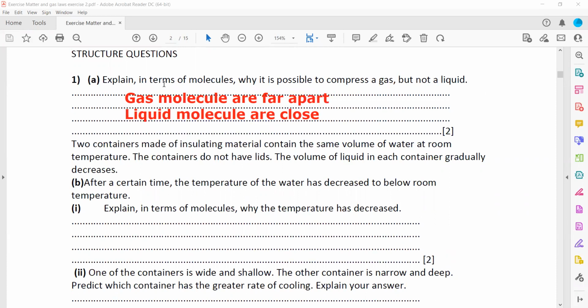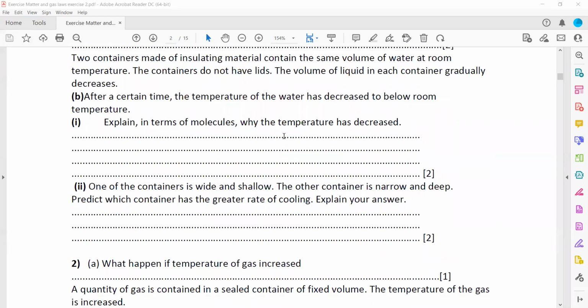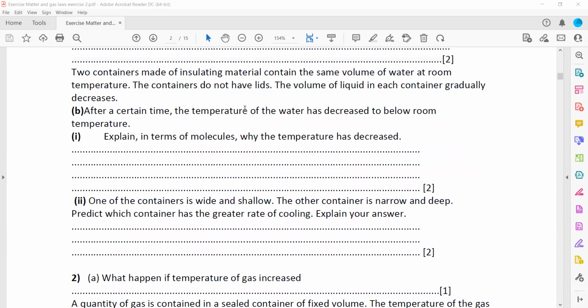The second part, we have two containers which are made of insulating material. They have the same volume of water at room temperature. The containers do not have a lid, like there is no cap or lid on the container. The volume of liquid in each container gradually decreases. After a certain time, the temperature of the water has decreased below the room temperature.